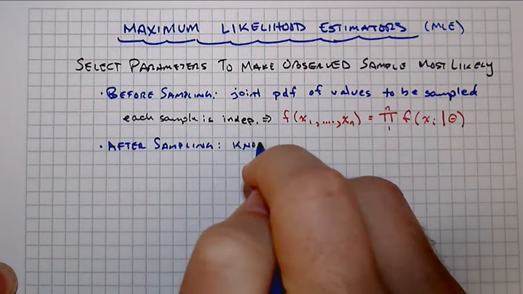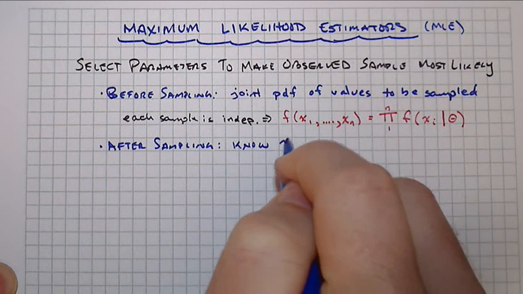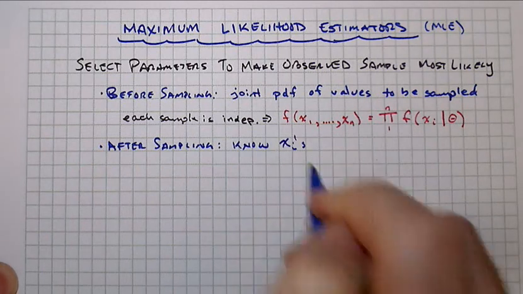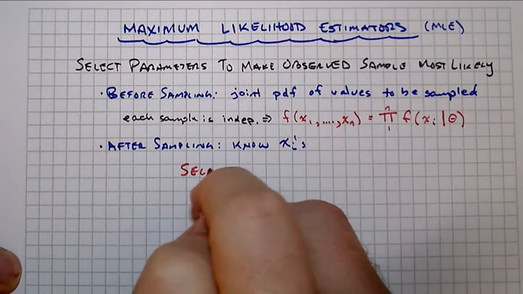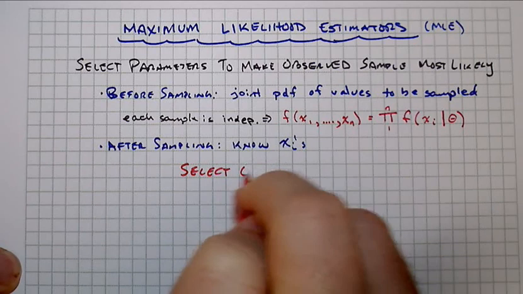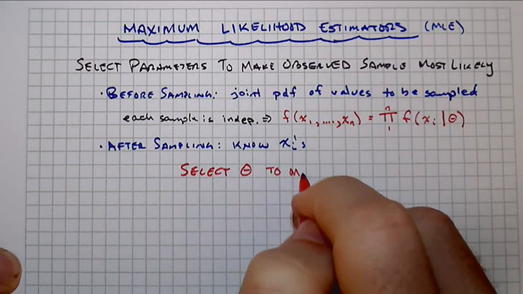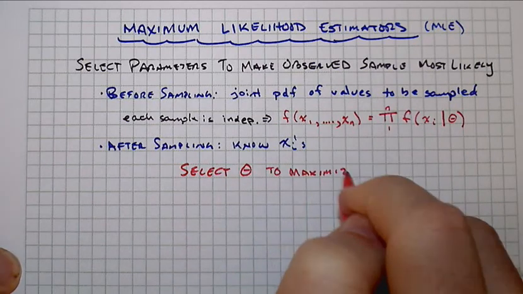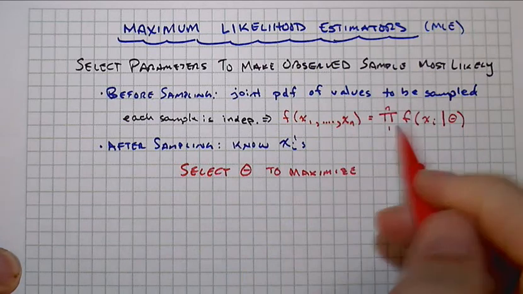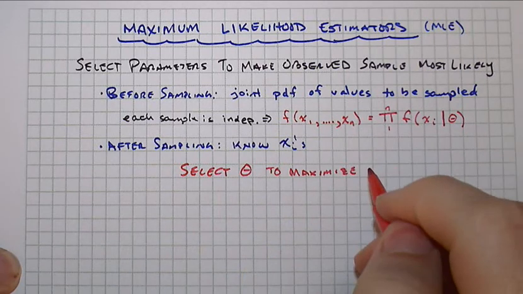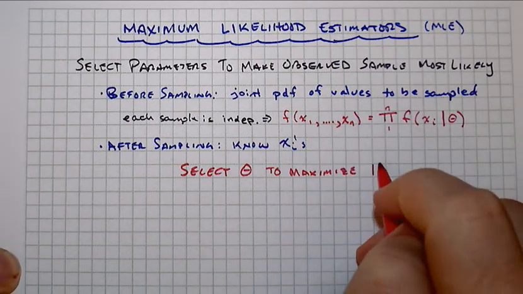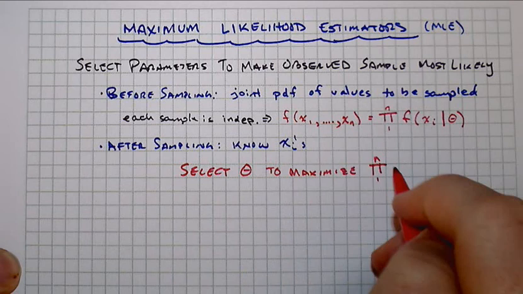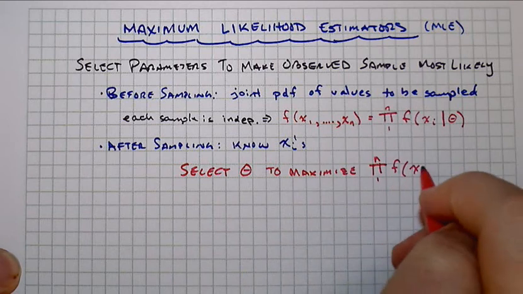Now, after sampling, we know all of our data points. So now the goal is going to be to select our parameters to maximize the likelihood, the likelihood being expressed here by our joint PDF, and so think about that back as our product of all the marginals.